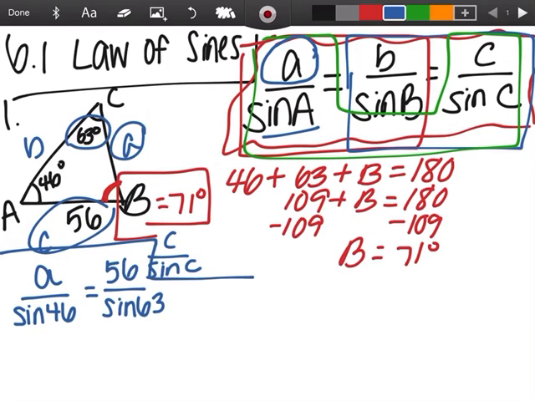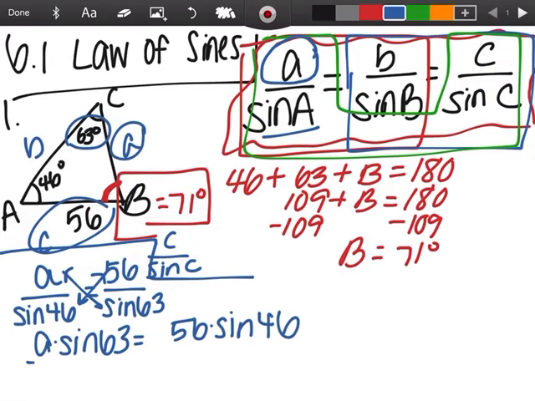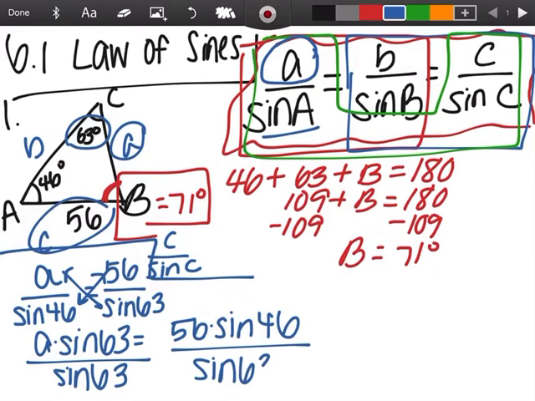Then I'm going to cross multiply. So A times the sine of 63 is equal to 56 times the sine of 46. To get A by itself, I'm going to divide by the sine of 63, and then round to the nearest tenth. I'm going to make sure my calculator is in degree mode. I know you can't see my calculator, but you can type it in. It's 56 times sine of 46 divided by sine of 63, which is 45.2. So side A is 45.2.